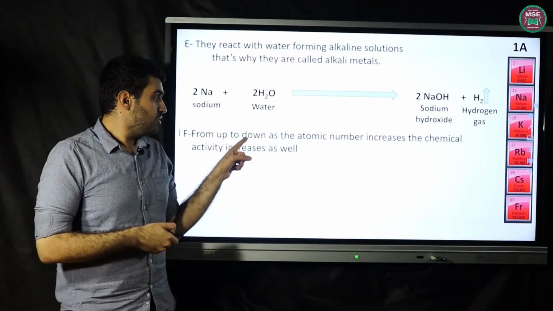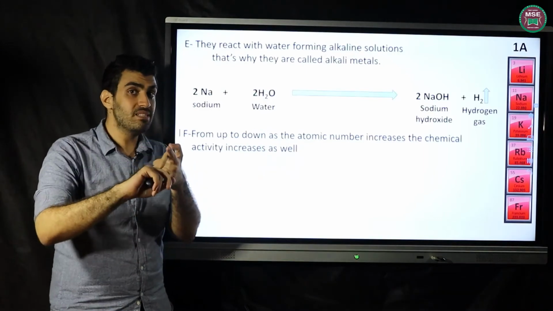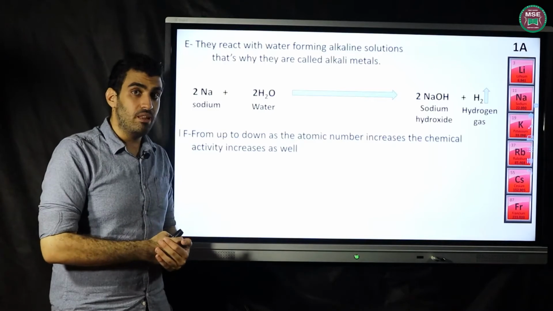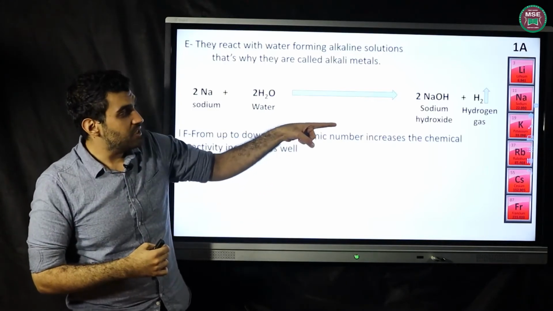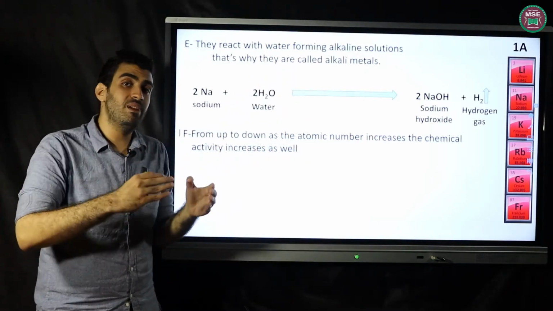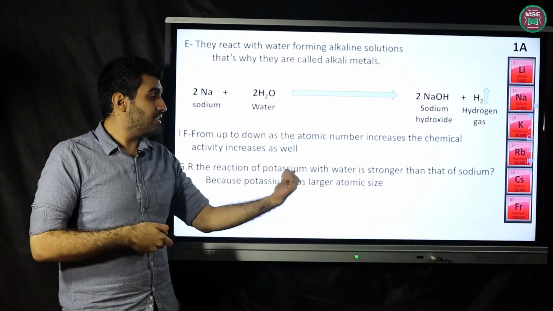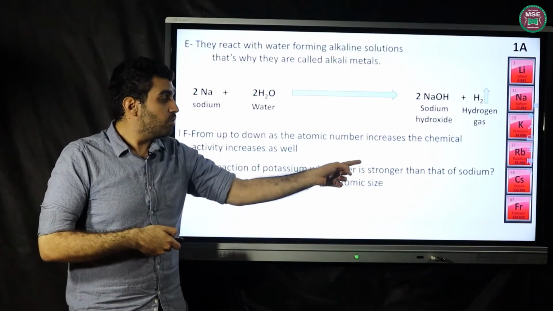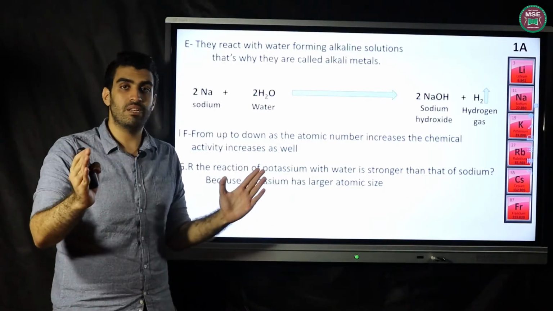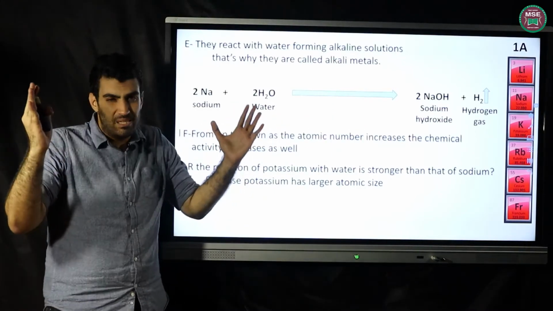F, from up to down, as the atomic number increases, the atomic size increases, as we studied before, and the chemical activity increases as well. That's why potassium is more active than sodium. Give reason: the reaction of potassium with water is stronger than the reaction of sodium with water. Why? Because potassium has larger atomic size. Potassium is found below sodium, so it's more active, because it's bigger.